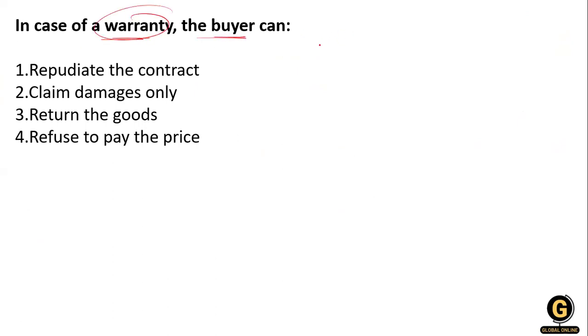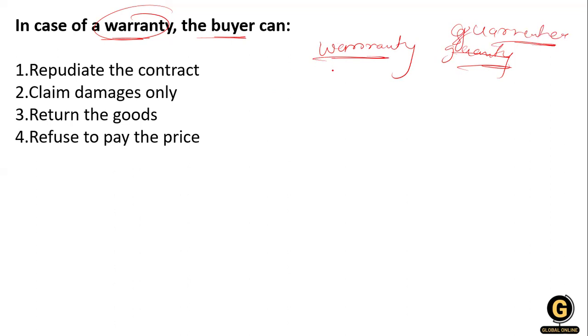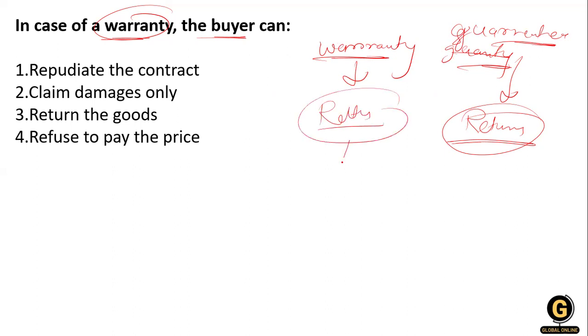So what is the main difference between warranty and guarantee? I may write a wrong spelling, okay? Guarantee. So what is a warranty and what is a guarantee? In the guarantee, you can return your product. In the case of a warranty, you cannot return your product. Only the damage is going to be claimed.